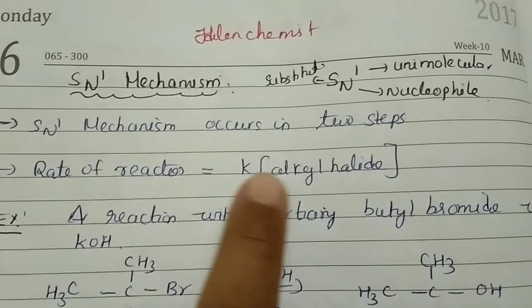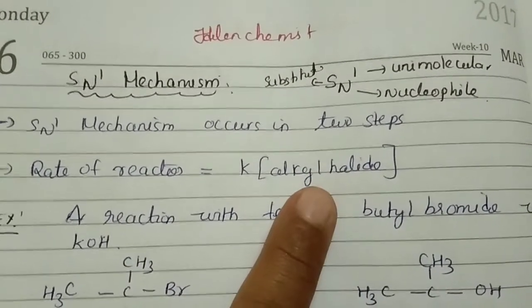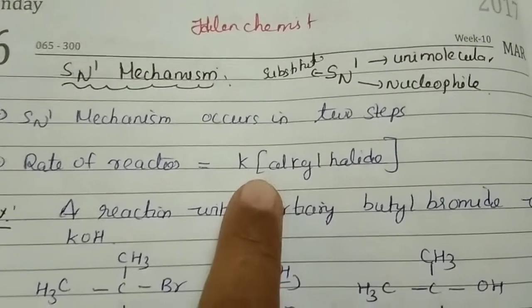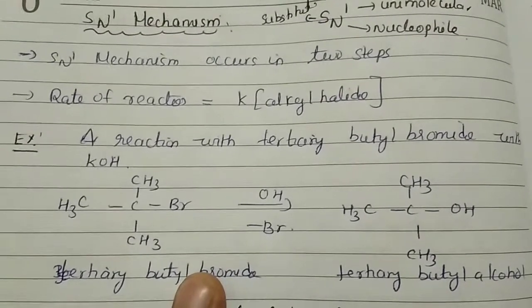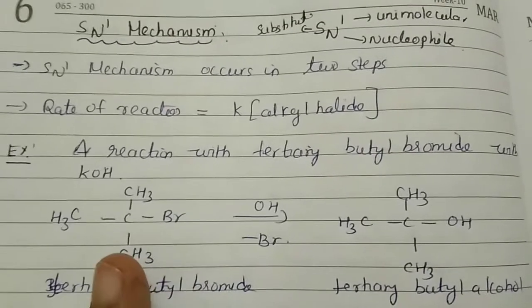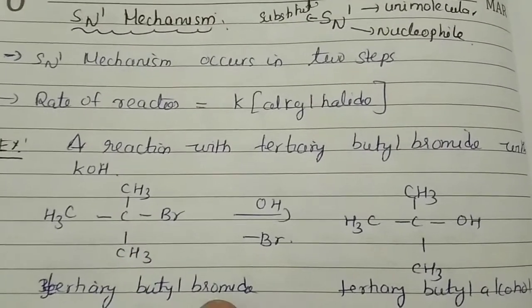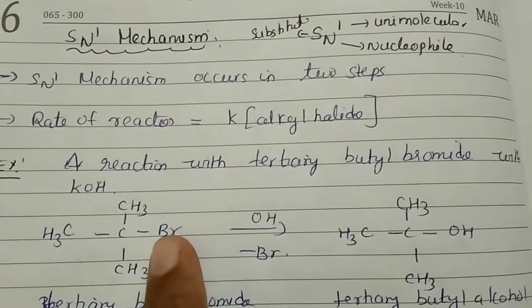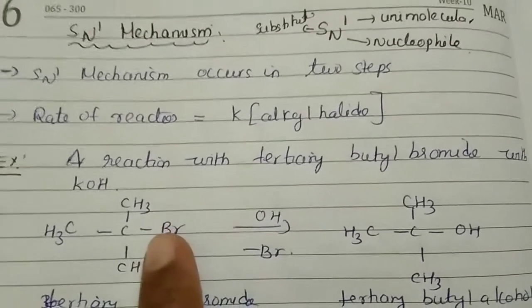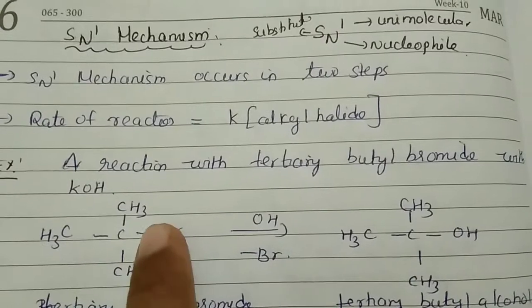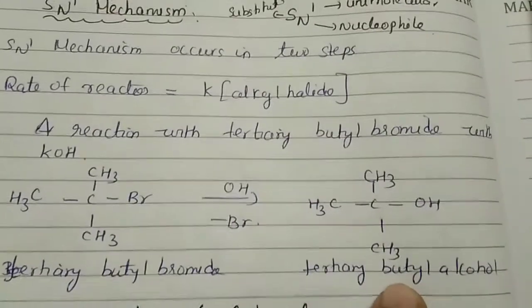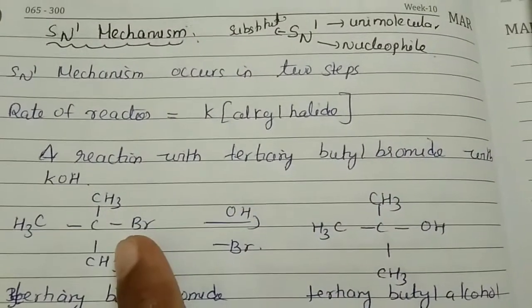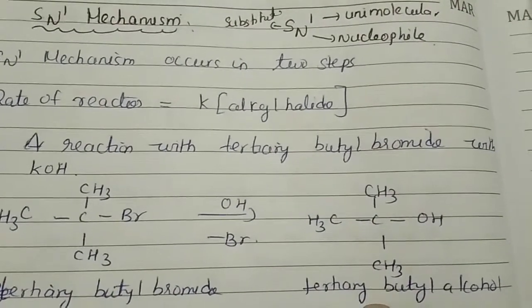The rate of reaction depends upon the alkyl halide, the reactant. There is only one reactant, that is the alkyl halide. For example, the reaction of tertiary butyl bromide with KOH. Here the C-Br bond is broken. Bromine takes away these two electrons, and the attack of the nucleophile takes place, forming tertiary butyl alcohol.